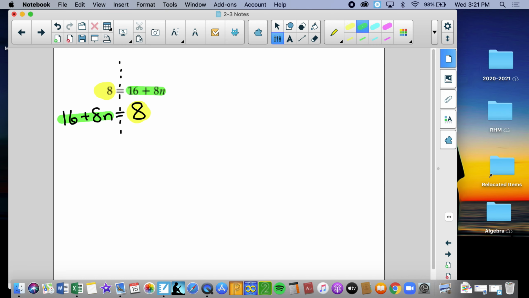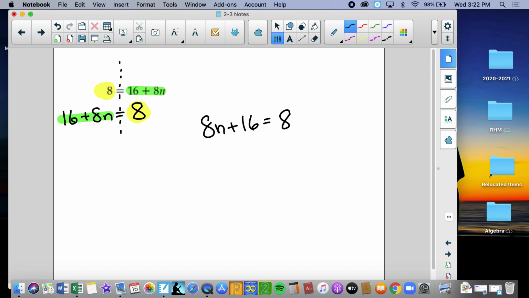Now I also like to see the variable come first. So if we're going to flip these two on the left side, I'm going to write 8n plus 16 equals 8. So I just rewrote this equation. That's an equivalent equation. We can totally do that. There are mathematical properties that allowed us to do that. And now when I look at 8n plus 16 equals 8, I ask what's happening? Well, there's two things happening to the variable. 8 is being multiplied and 16 is being added.